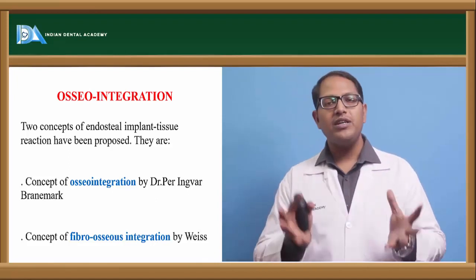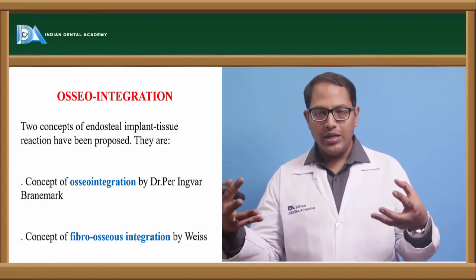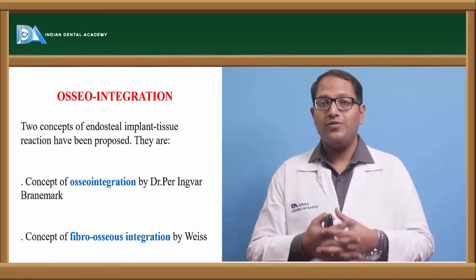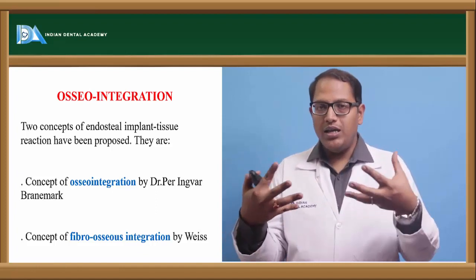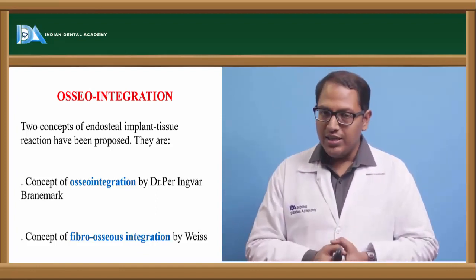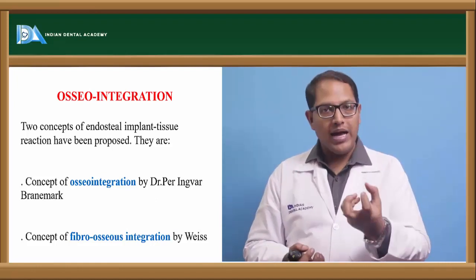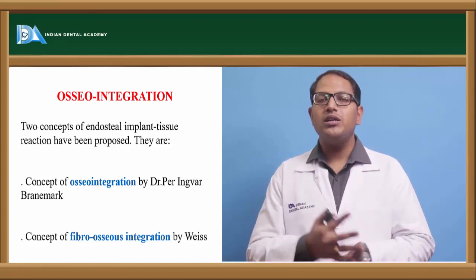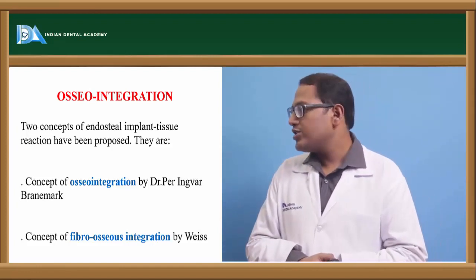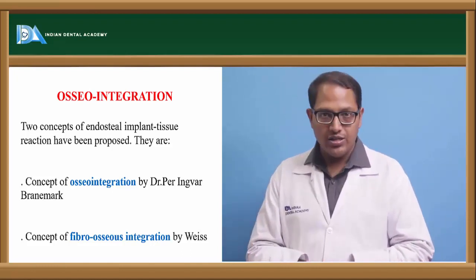So all these different kinds of surface modification, why are they done? So that the bone and the implant get mixed together. This process of the bone and the implant getting mixed together is called osseointegration. Osseo means bone, so integration of the implant with the bone. Two big scientists came up with their theories. One is the Weiss theory of fibro-osseous integration, and the other is Brånemark's theory of osseointegration.